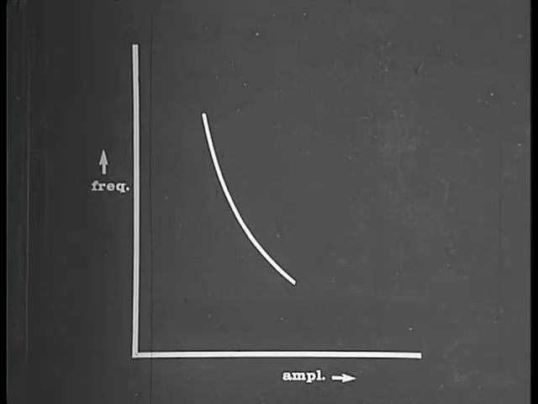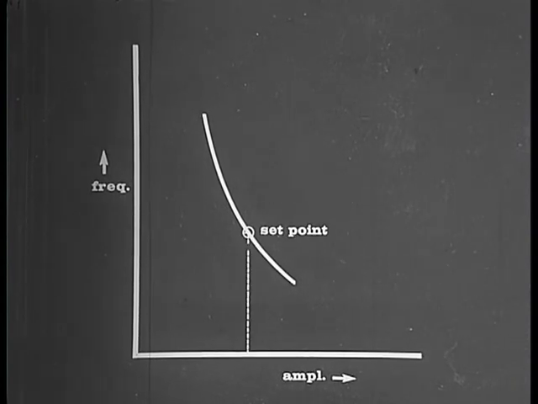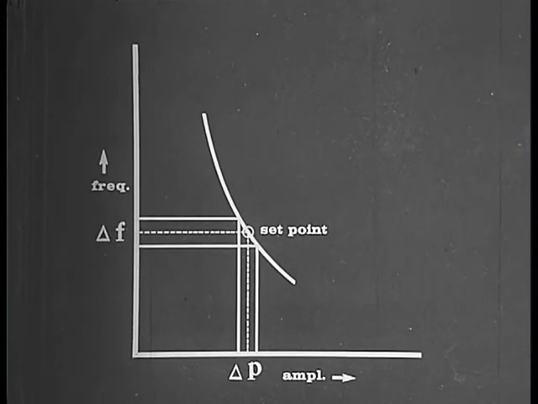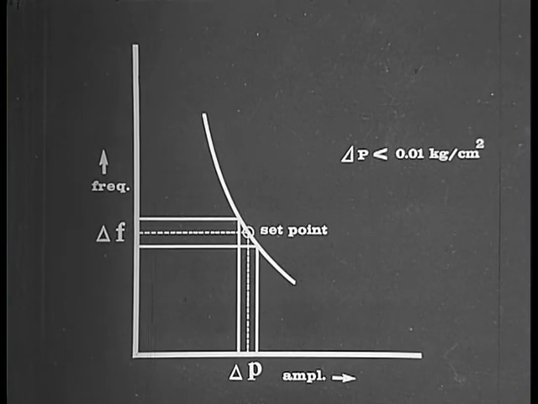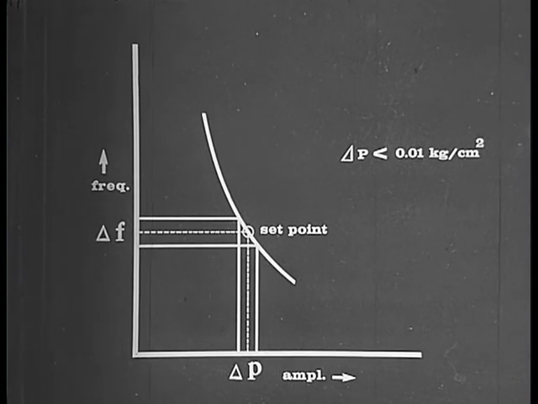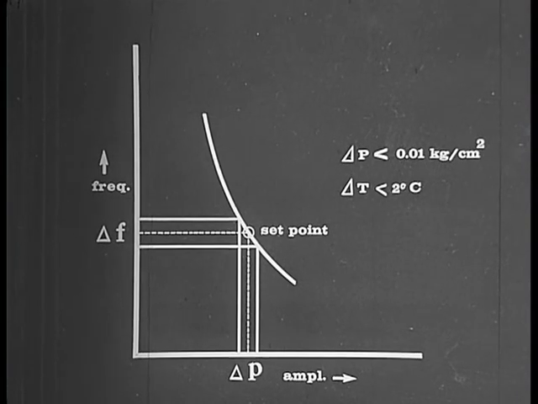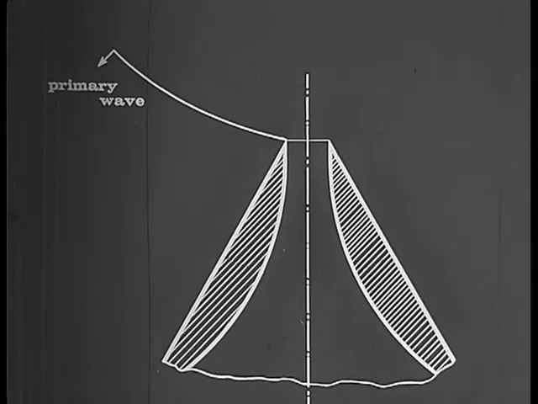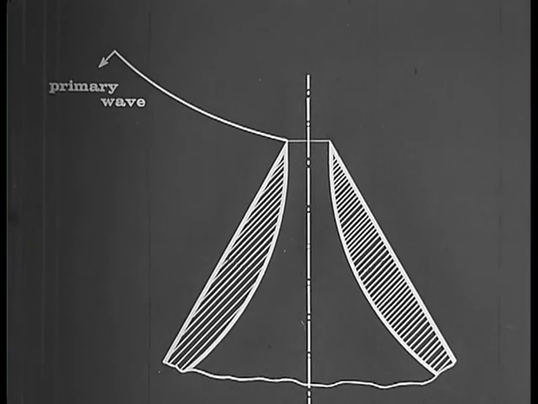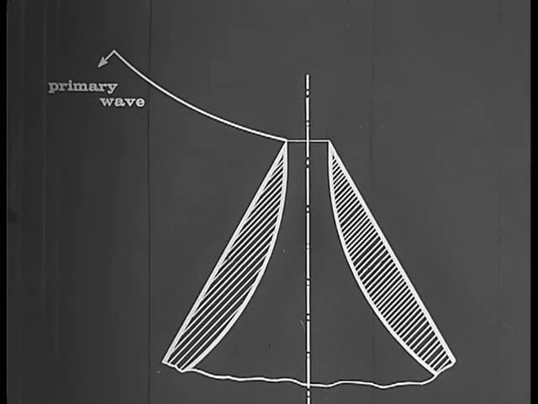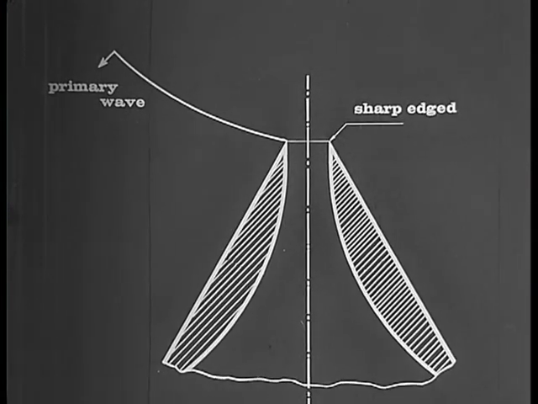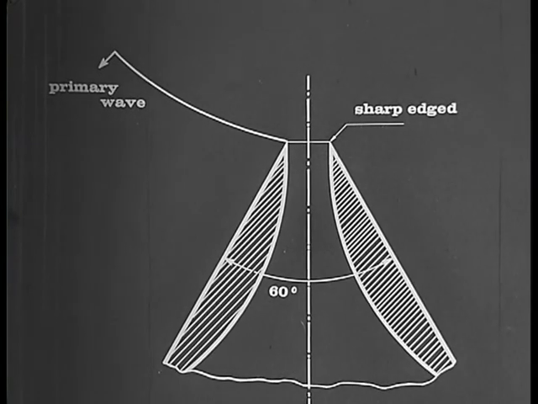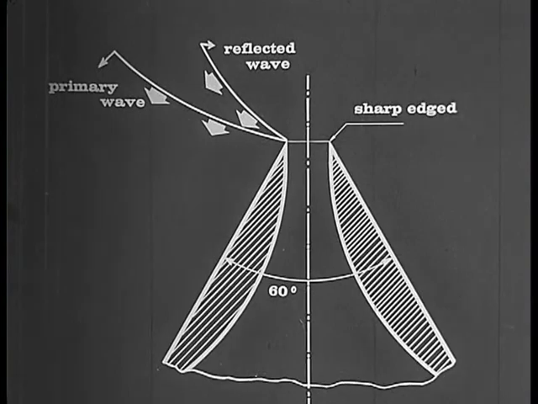In order to obtain the necessary stability over a period of at least 10 minutes, great care was taken to keep the variation of the pressure at under 0.01 kilogram per square centimeter, and that of the temperature at less than 2 degrees centigrade. Further, the elimination of unwanted aerodynamical and acoustical influences was required. This implies that nearby obstacles are covered with sound-absorbing material, and for the nozzle, a sharp edge and 60-degree cone. The waves reflected at the nozzle wall cannot reach the jet again.